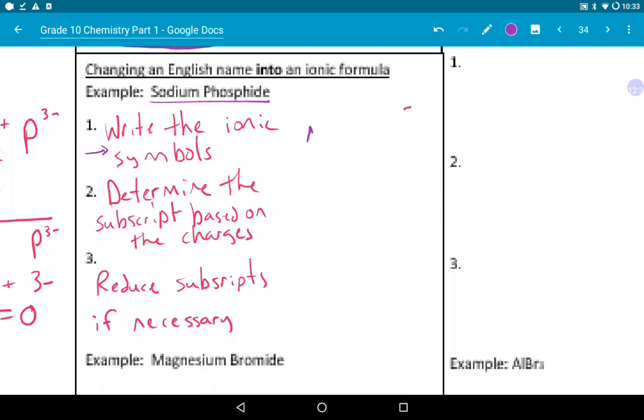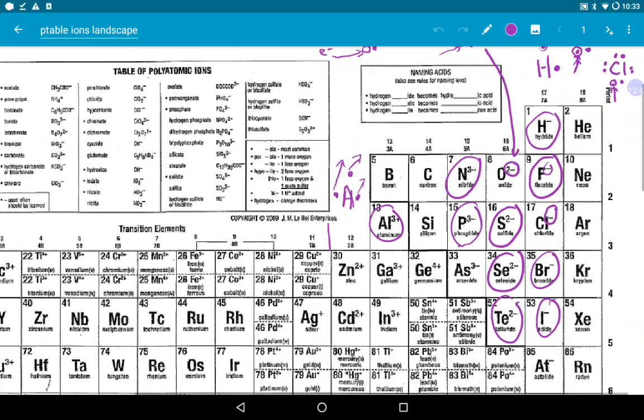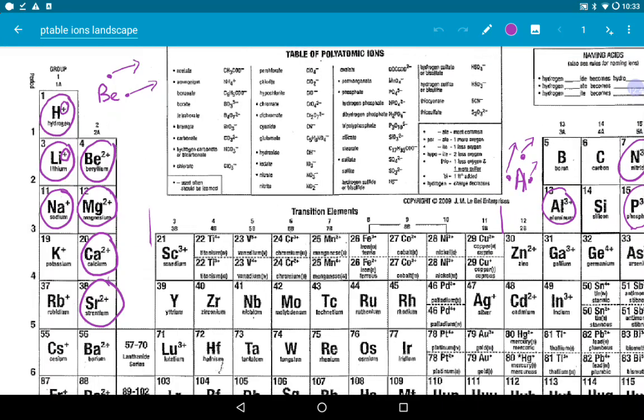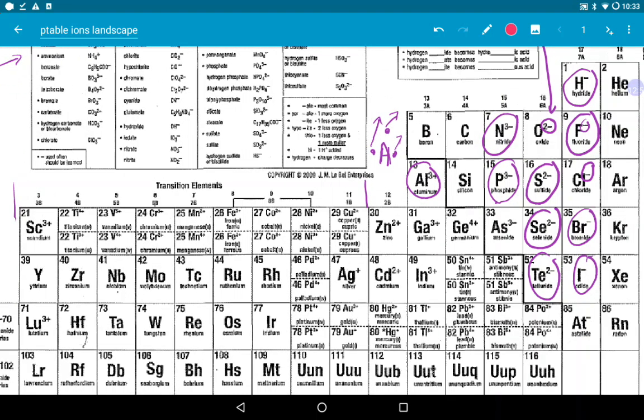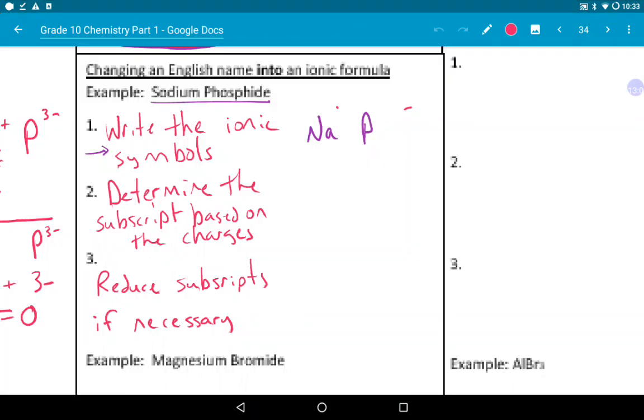So we have sodium and phosphide. We're going to use the periodic table. If you haven't memorized all of these ions, which takes a while, we go to here and look for sodium. Sodium is right here, so that's +1, and phosphide is 3 negative. That's what we're going to use. So that's writing out the ionic symbols. Sodium was +1 and phosphide was 3 minus.